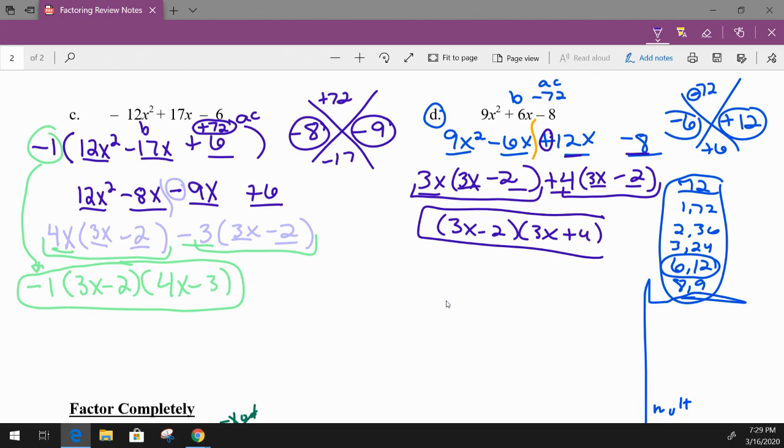And now we have factored completely. And those are the end of the notes for factoring review. Now work on the 20 practice problems that you have and take pictures and submit them to your Google form. Good luck.